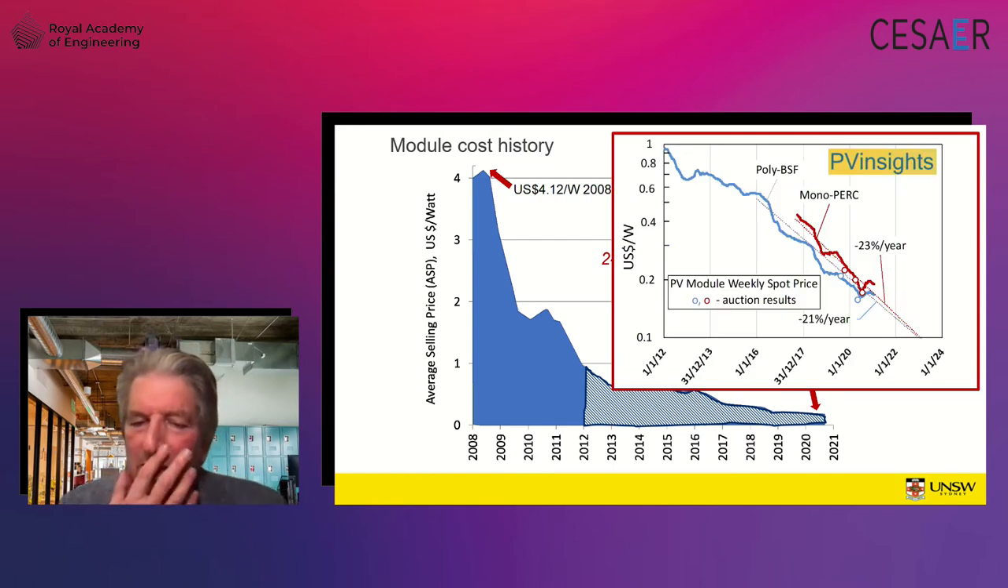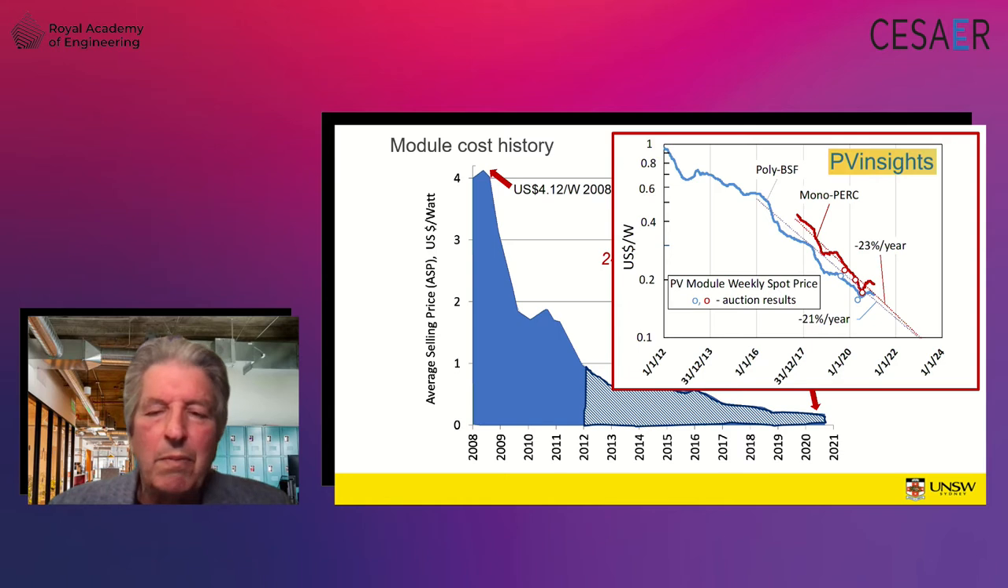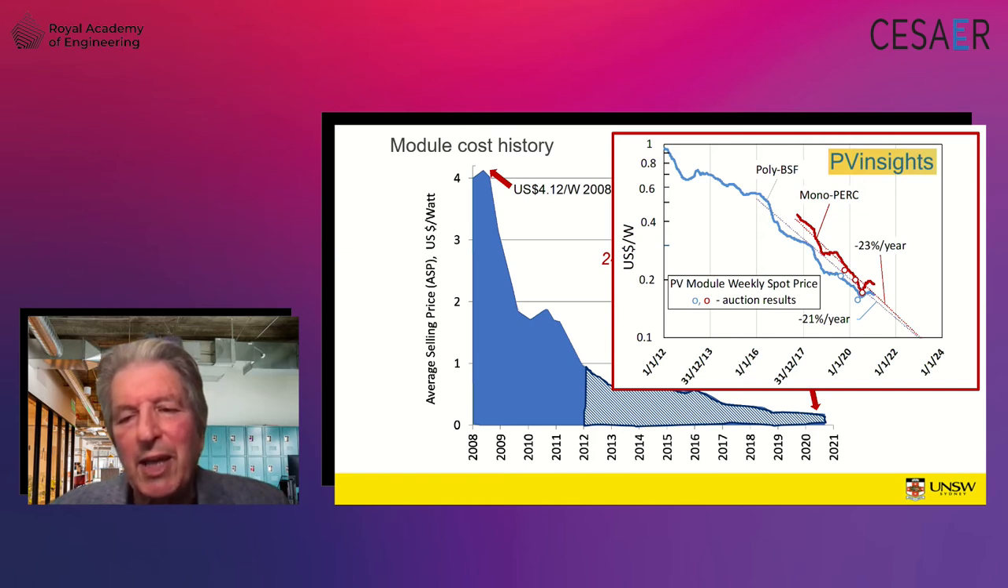If you look at the most recent region, the shaded region in the previous slide, this is plotted on a semi-logarithmic graph, and you can approximately fit it by a straight line, which means exponentially decreasing prices. With the photovoltaics, it's been decreasing about 20% per year over that sort of time frame.